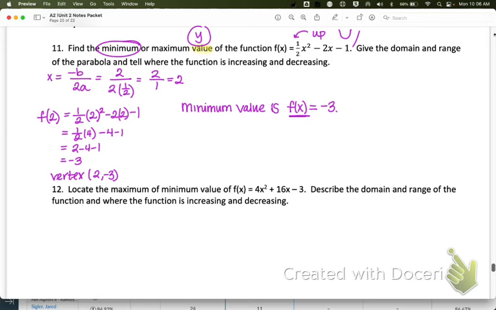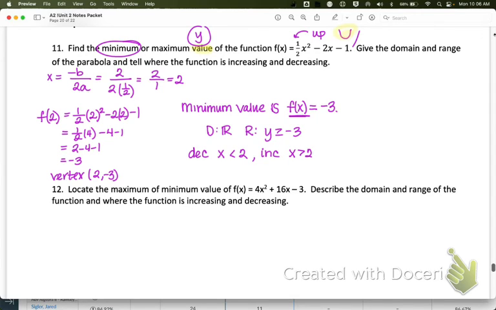Now, domain and range. The domain is all real numbers. The range, since this parabola opens up, it's going to be y is greater than or equal to -3. Where is it increasing and decreasing? Again, think about this picture. Since it opens up, it decreases first, and then it increases. And remember, that always changes at the axis of symmetry. So it's going to decrease when x is less than 2, and increase when x is greater than 2.